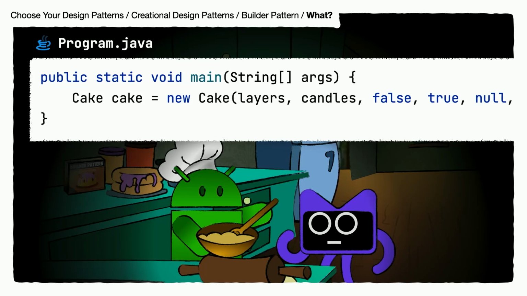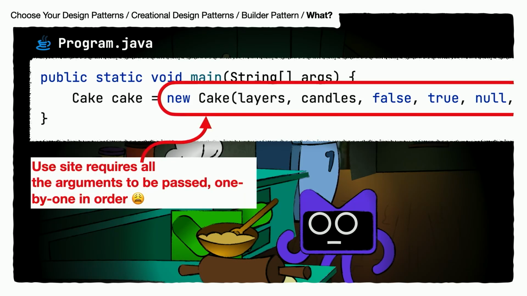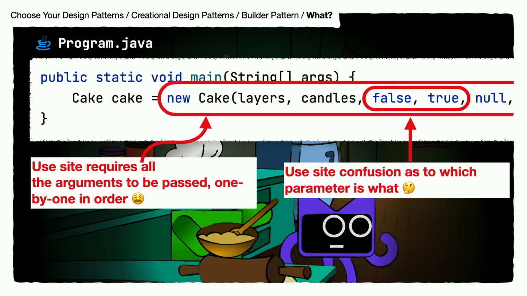What's the problem with this thing over here, though? One issue I see is that since we are making a cake, we have to pass these arguments in the same exact order, one by one. And more importantly, sometimes there is confusion on the use side, right? Like looking at those two Boolean values, you're not entirely sure, is it talking about dairy-free cake or is it talking about gluten-free cake? Which one is it?